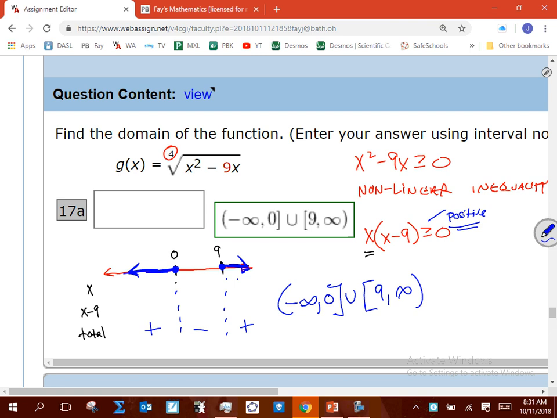The only thing that I would be cautious of, guys, is, what if I put this: does this really change anything if I write g of x as 1 over the fourth root of x squared minus 9x? Do I really go through the same procedure? But if it's in the denominator there, what is that radical not allowed to be? It can't be 0. So the only thing that would change is that we have open dots at 0 and 9, right? Okay?